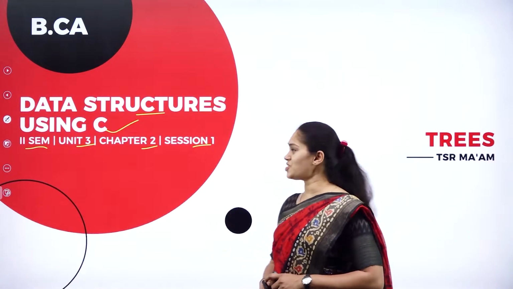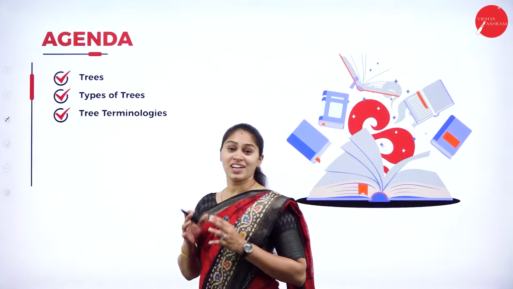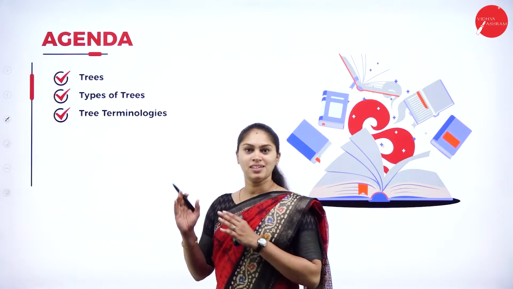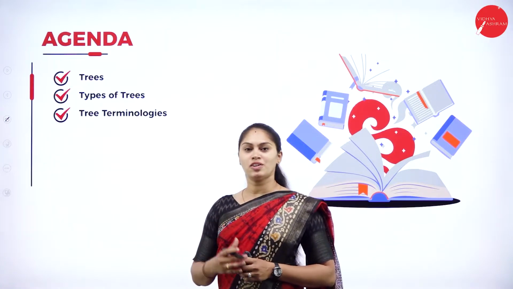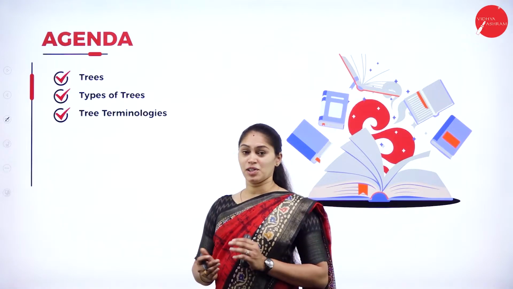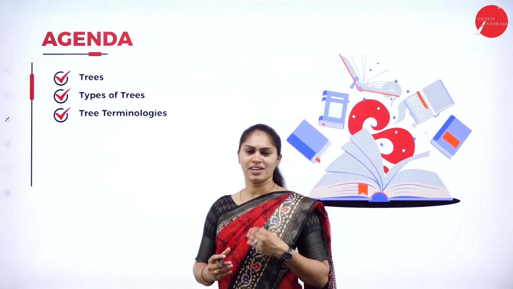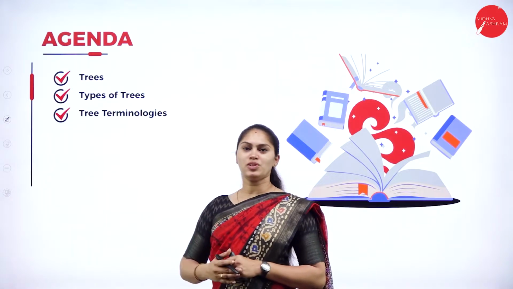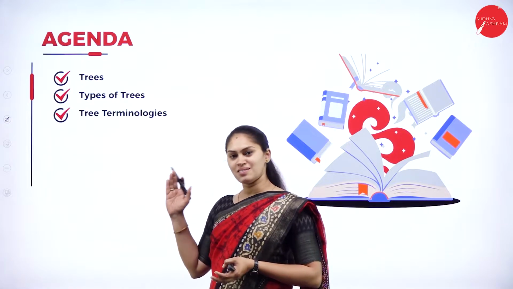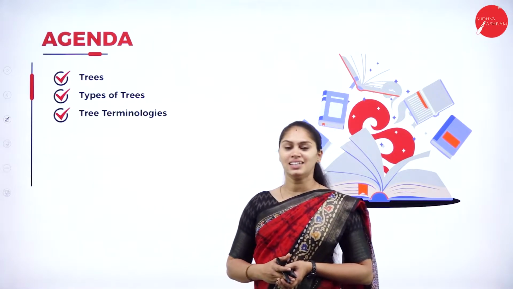So in our today's session, we will be learning regarding the trees data structure. As I discussed in the first session of this data structures using C, we got to know that we have different types of data structure, right? Primitive, non-primitive. Under the primitive data structure, we have integer, float and all. When it comes to the non-primitive data structure, there we have linear and non-linear. So trees come under non-linear data structure.